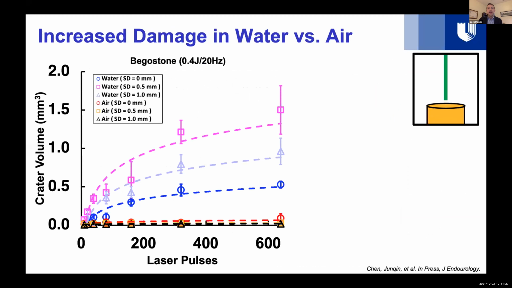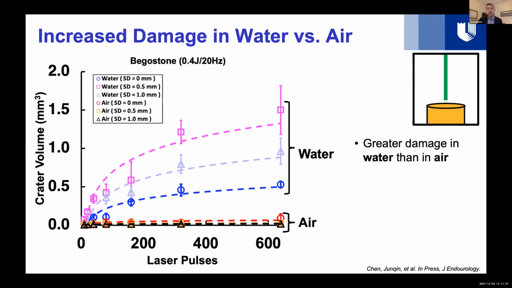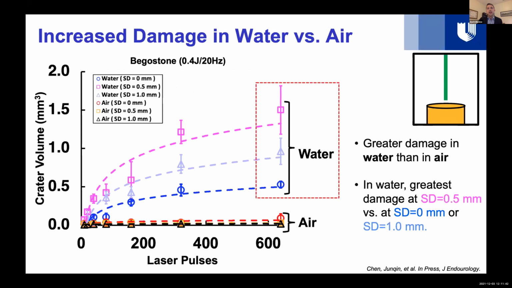This figure shows stone damage measured by crater volume after perpendicular laser lithotripsy in both water and air. Crater volume was much greater in water compared to air at all standoff distances, suggesting an important role for cavitation in damage. Additionally, in water, damage was greatest at a standoff distance of 0.5 millimeter in pink versus standoff distances of 0 or 1 millimeter, possibly suggesting 0.5 millimeter is the optimal standoff distance for dusting.